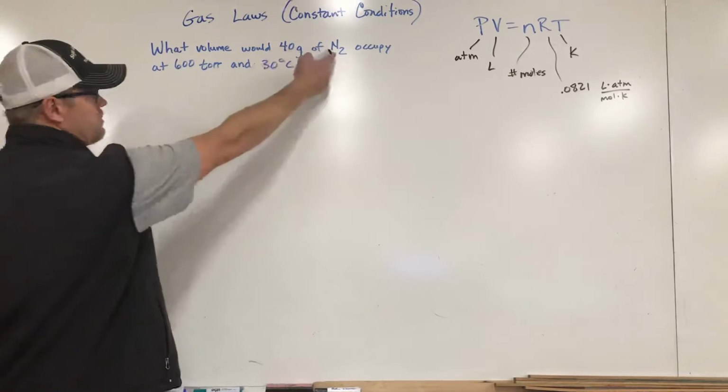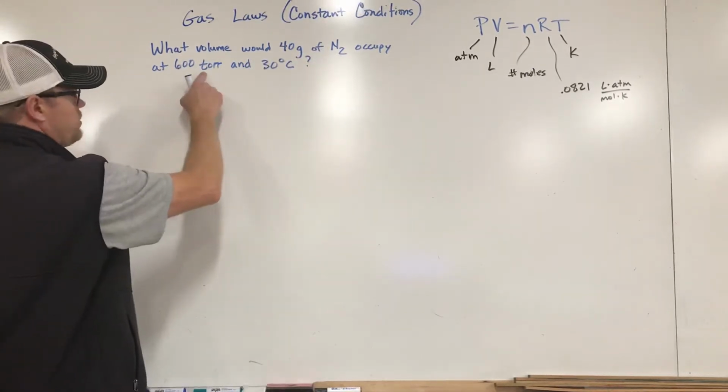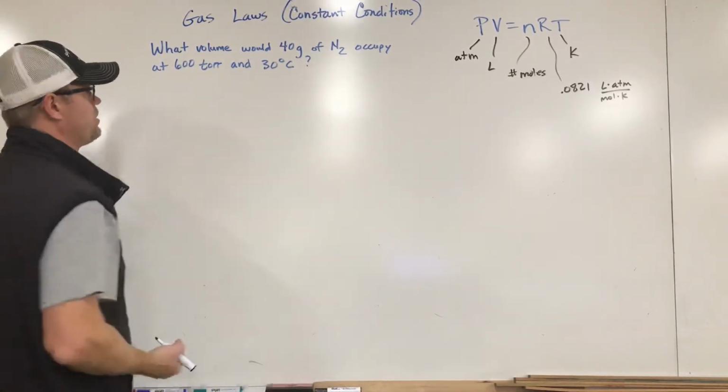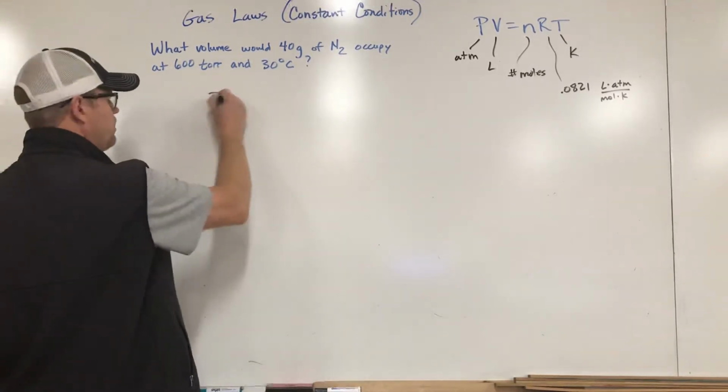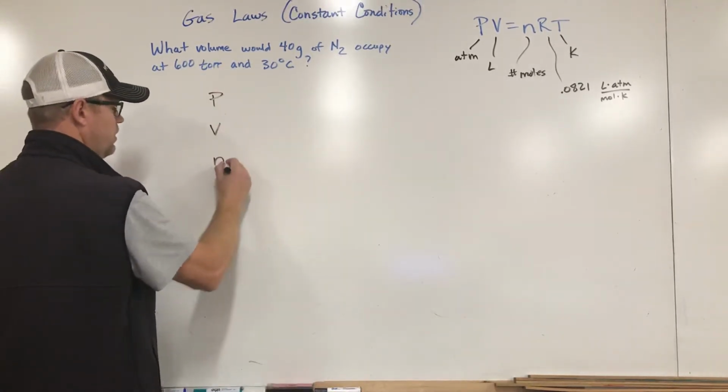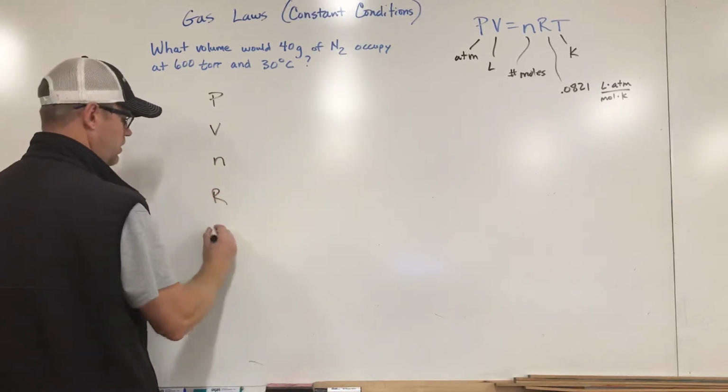Okay, I got 40 grams of nitrogen. I got a pressure of 600 torr, and I got a temperature of 30 degrees Celsius. And all I'm trying to do is analyze the volume. So I'm going to list out what I have. P, V, N, R, T.